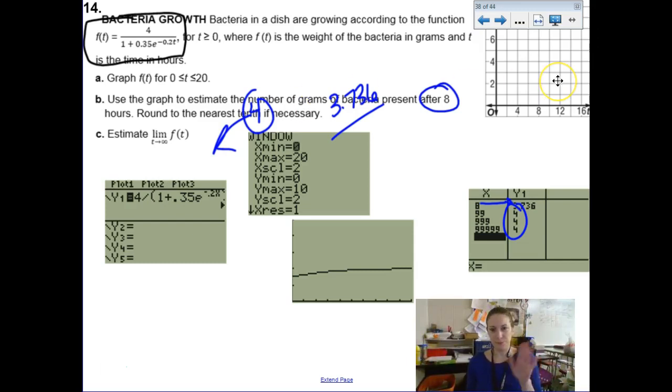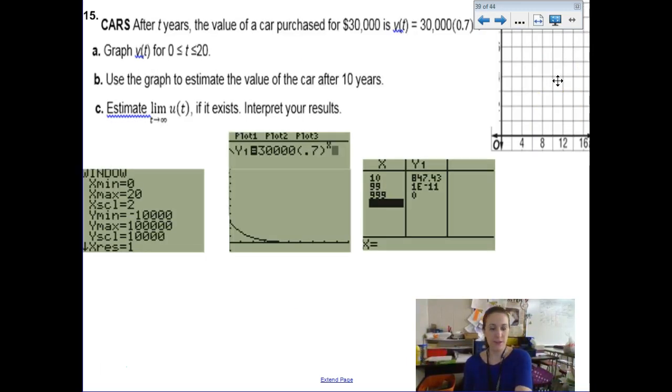All right, so moving along, car estimation. This is the value of a car. It starts at 30,000. They modeled it for us. I think there's a T up here behind that. And they want me to graph it and then estimate it. So here's the graph, and it looks like an exponential decay, which it is. And then I do want to estimate after 10 years. Well, I'm just going to plug in 10 and get that. It's not a lot of money. Really depreciated, I suppose.